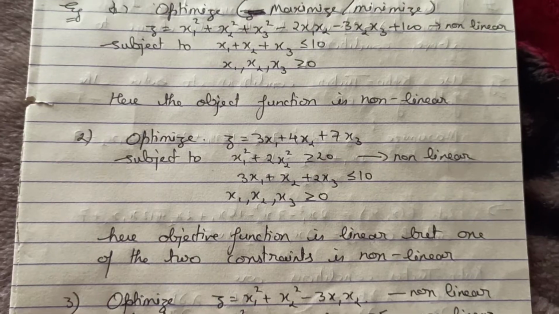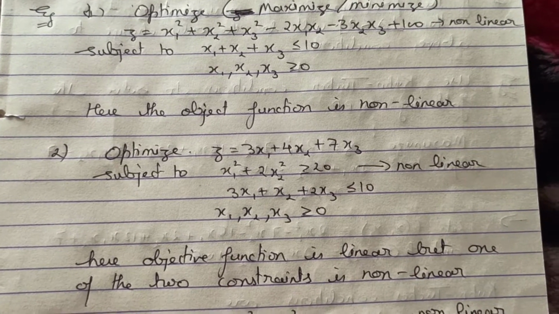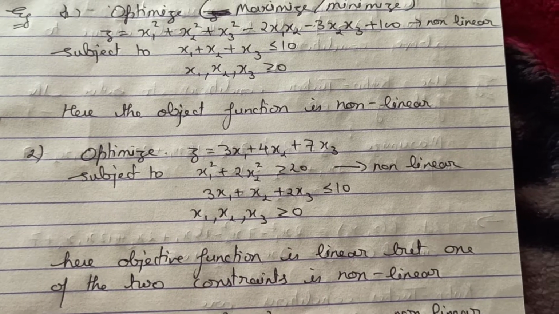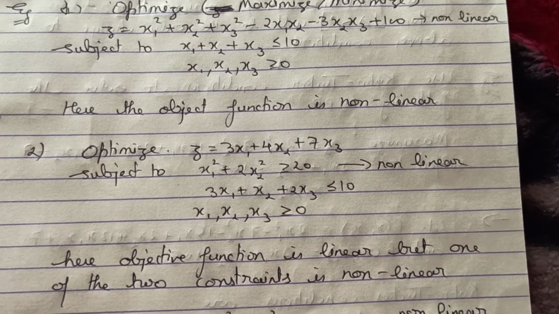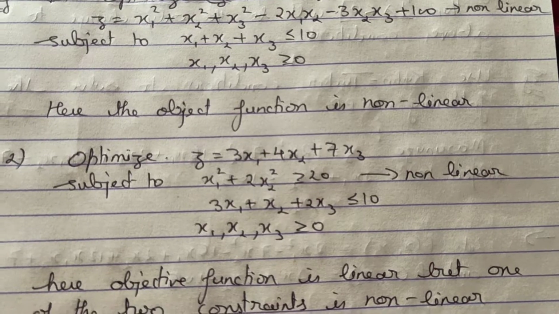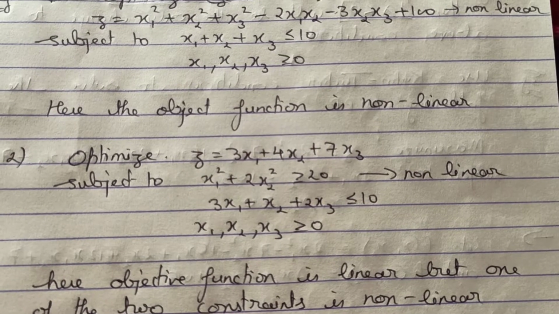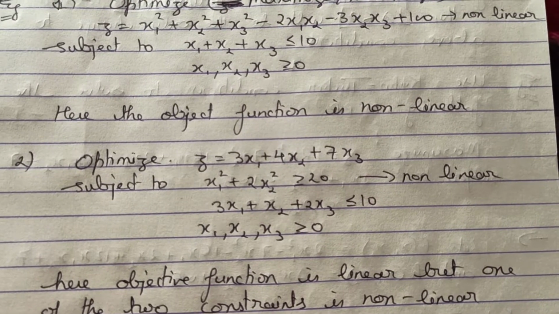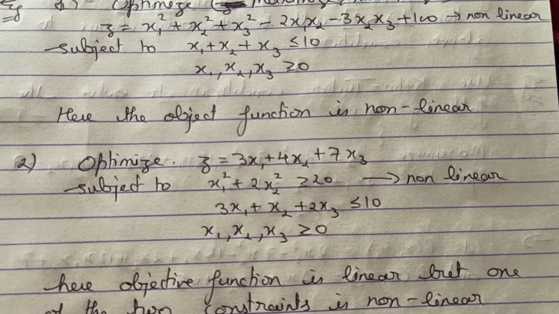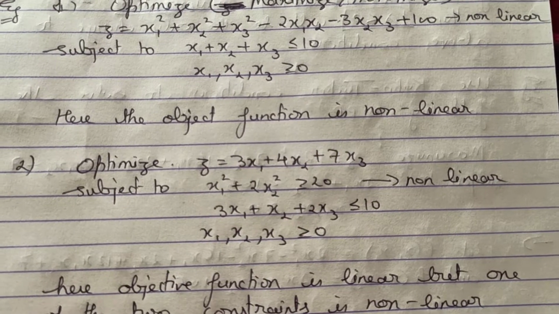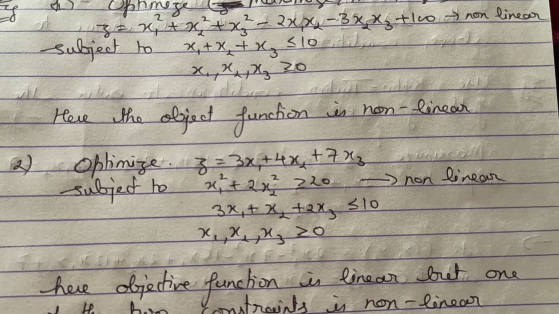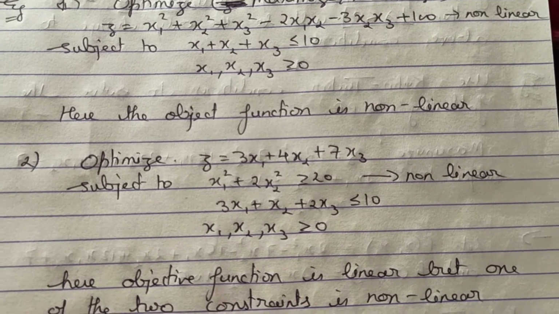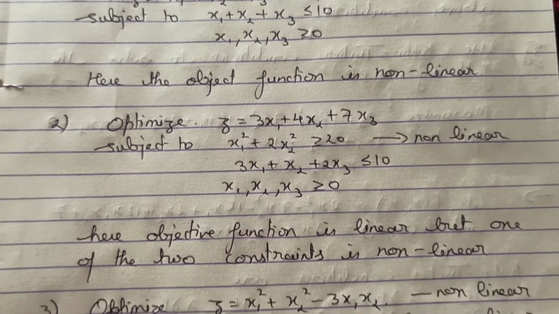Now if we see the second example, what we have here: optimize z is equal to 3x1 plus 4x2 plus 7x3 subject to x1 square plus 2x2 square greater equal 20, and another constraint is 3x1 plus x2 plus 2x3 smaller equal 10. So here we can see the objective function is linear, but one of the constraints is non-linear, right? So this is again a non-linear programming problem.